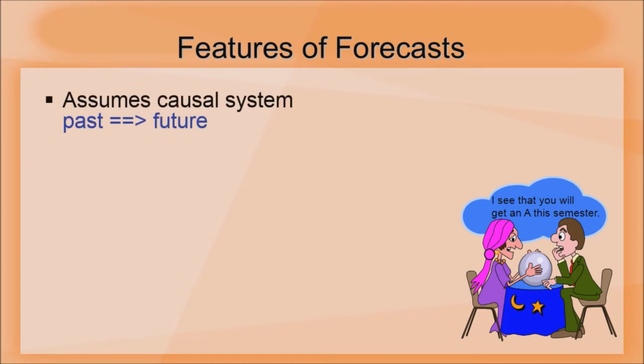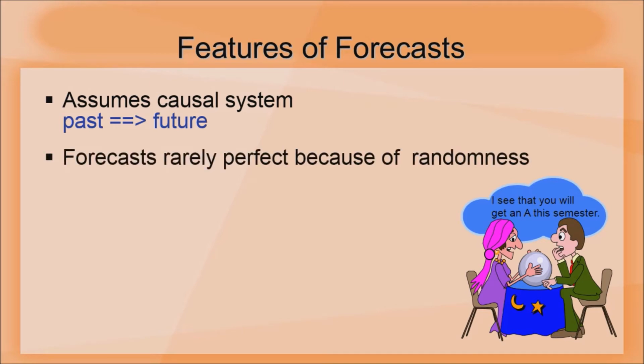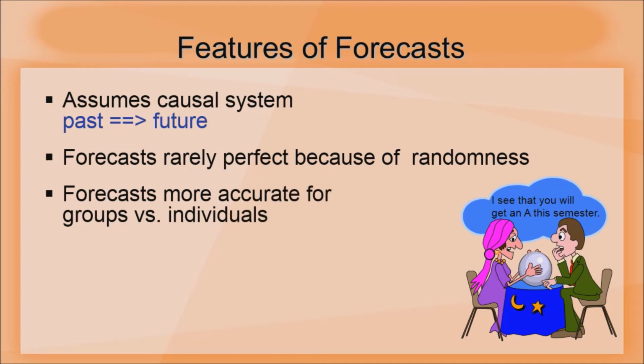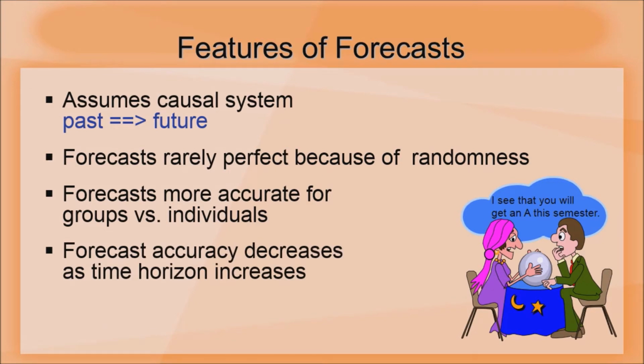Features of forecasts. Assumes causal system, where past equals future. Forecasts are rarely perfect because of randomness. Forecasts are more accurate for groups versus individuals. Forecast accuracy decreases as time horizon increases.